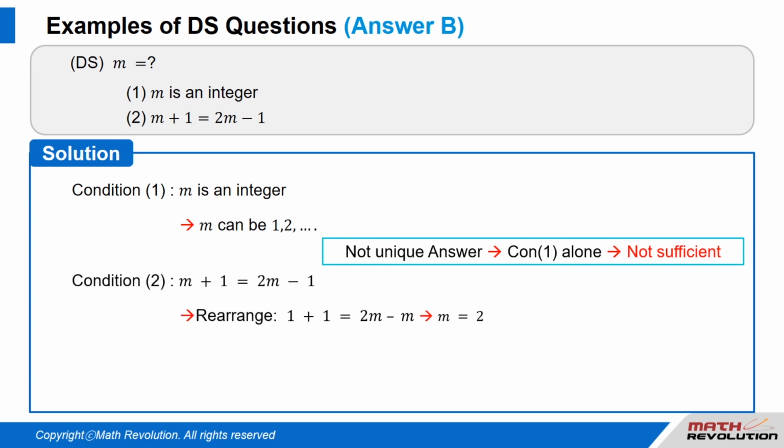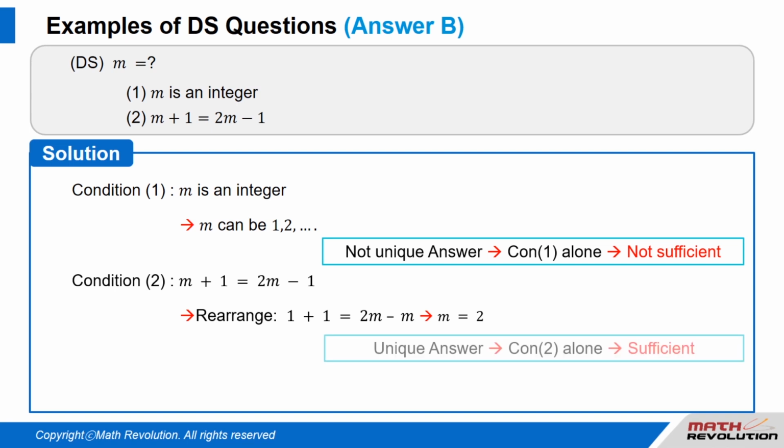Condition 2 tells us that m plus 1 equals 2 times m minus 1. If we rearrange this equation to solve for m, we get 1 plus 1 equals 2 times m minus m. 2 equals m. That is, m equals 2. This solution is unique, so it's sufficient.